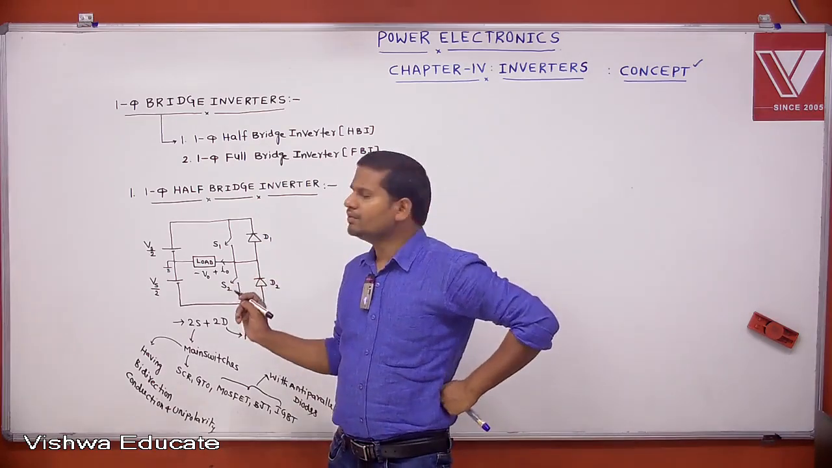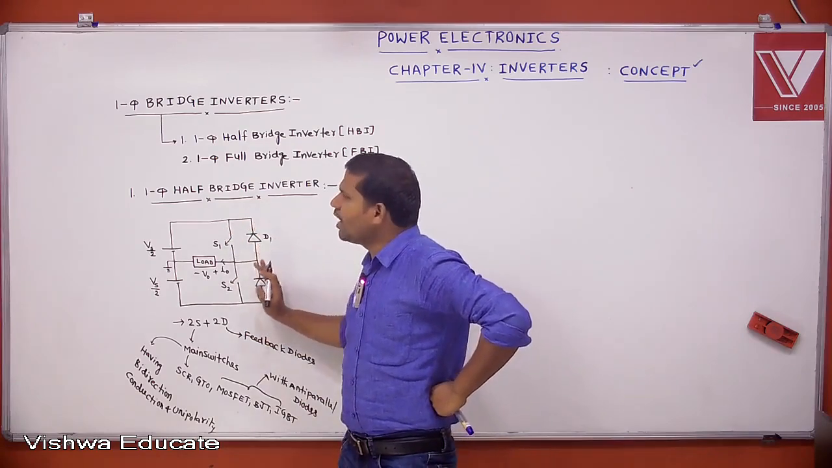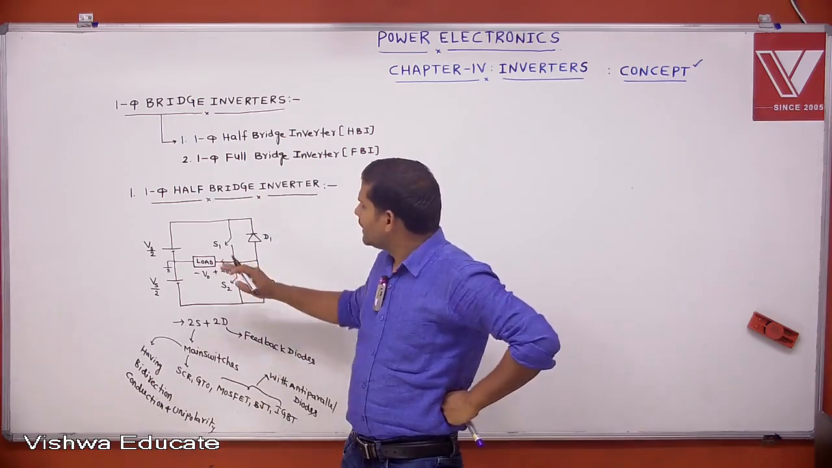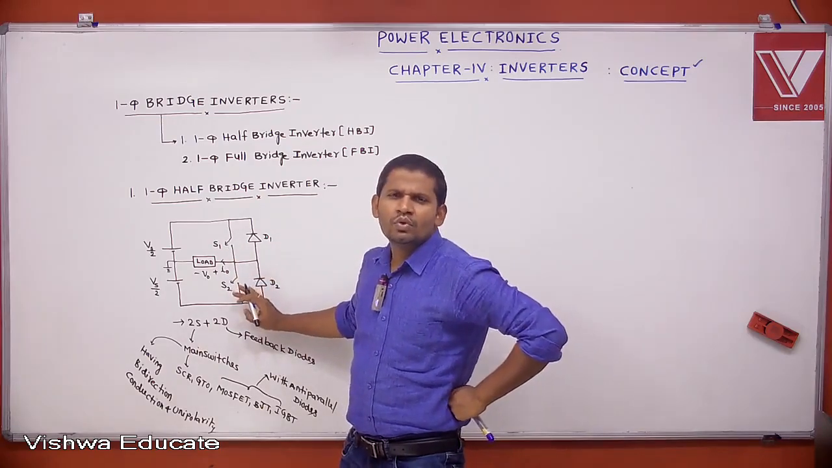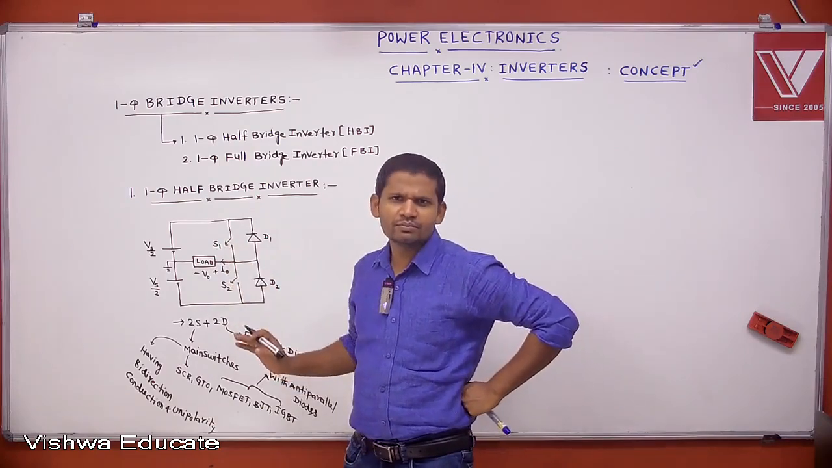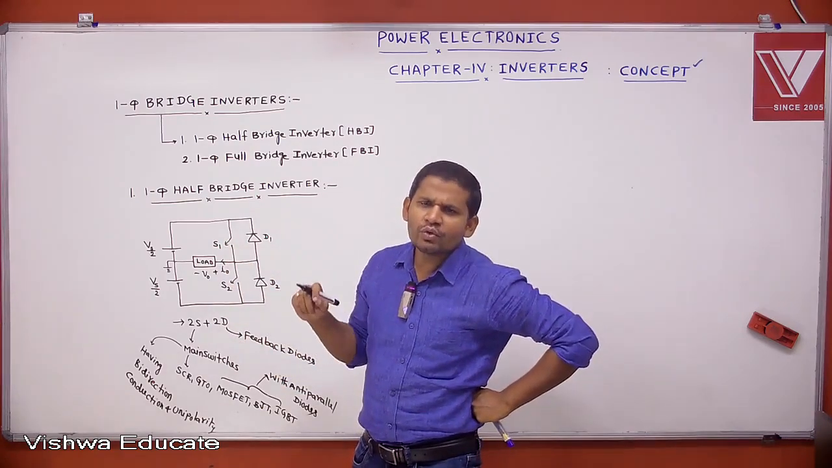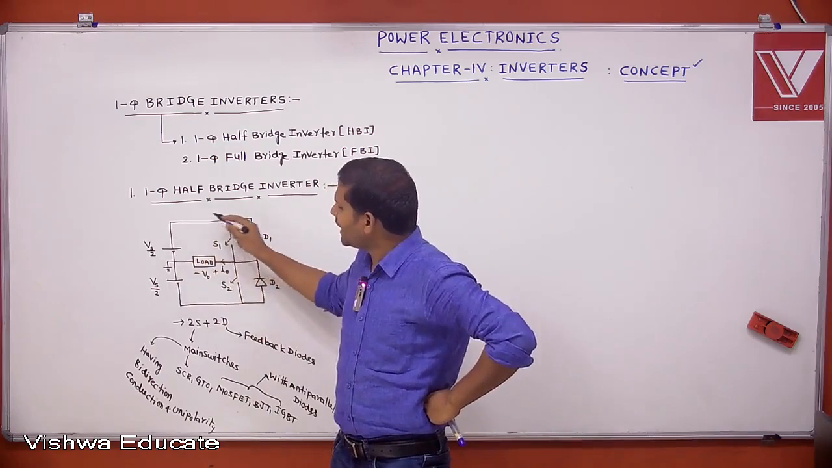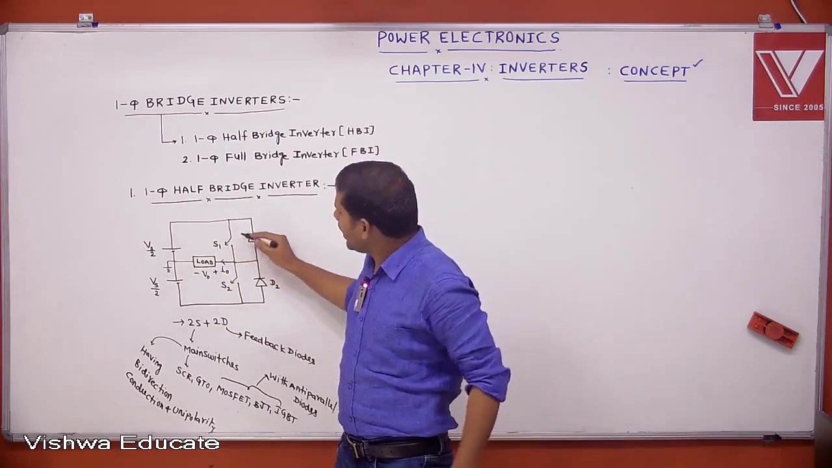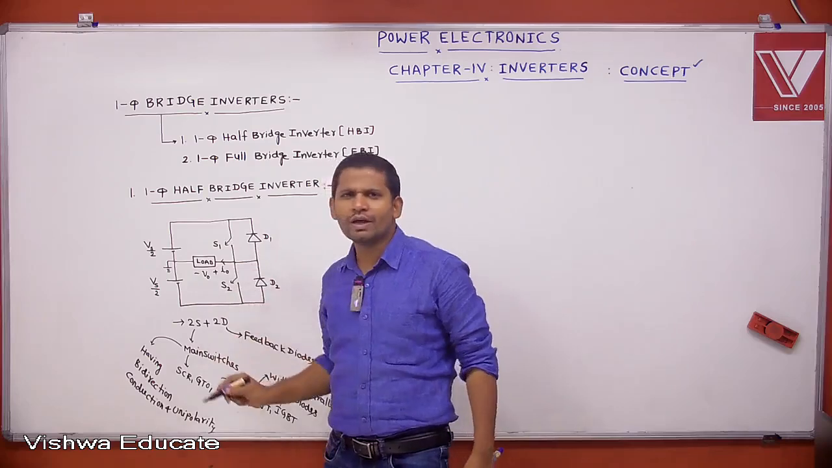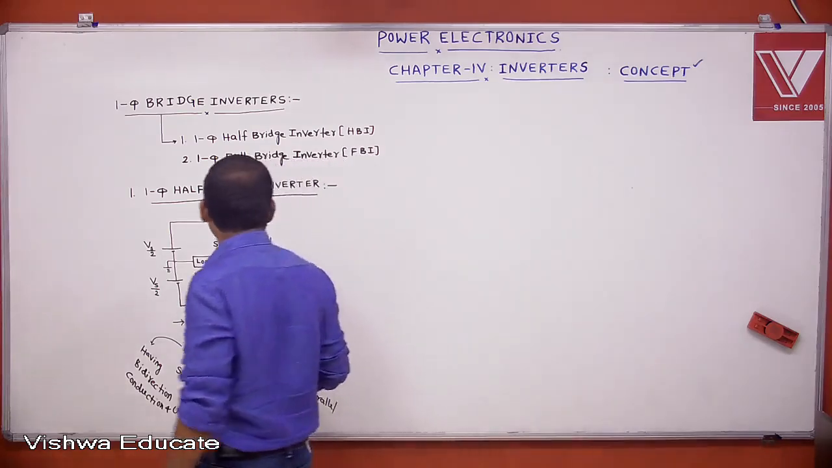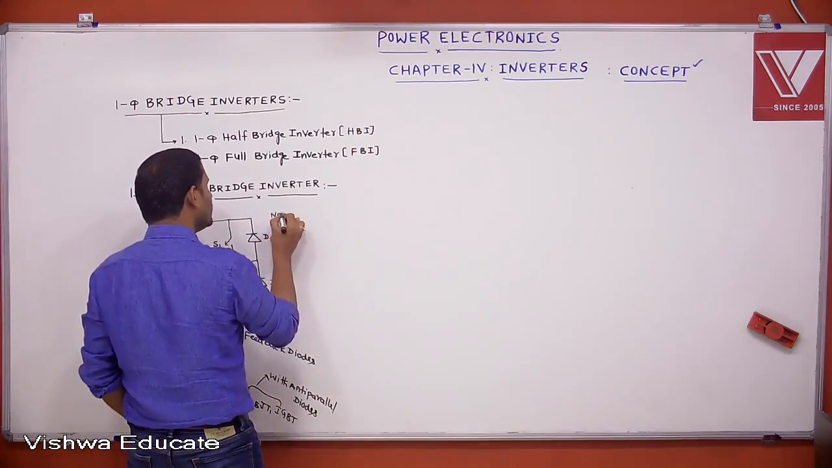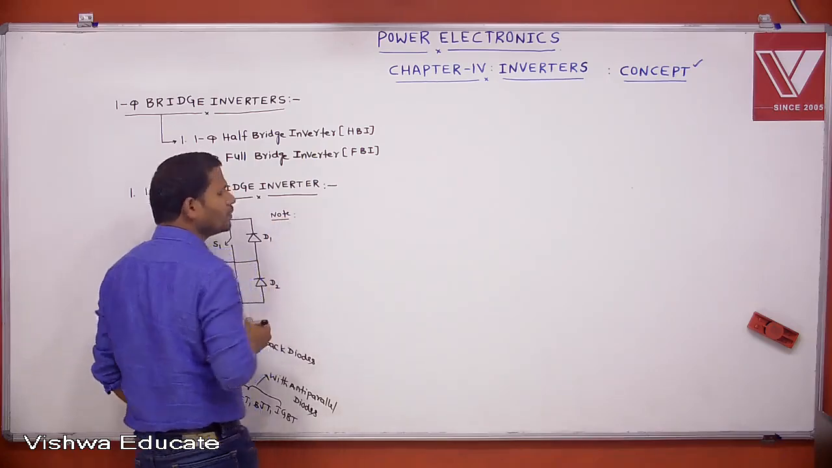But point to remember, during the operation of this half bridge inverter, don't trigger two switches in one leg at a time. If you trigger two switches in one leg at a time, there is a possibility of shoot-through fault, that is a short circuit fault through the source. During the operation of this circuit, you take that precaution.